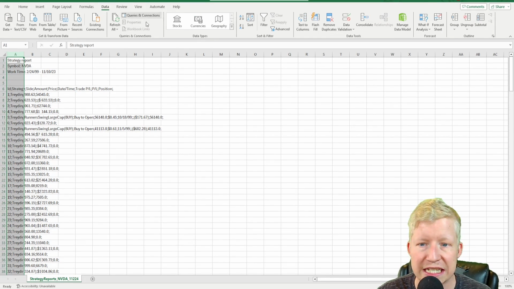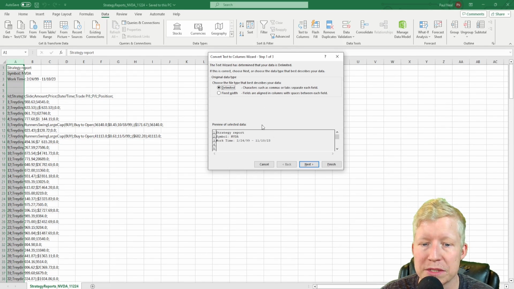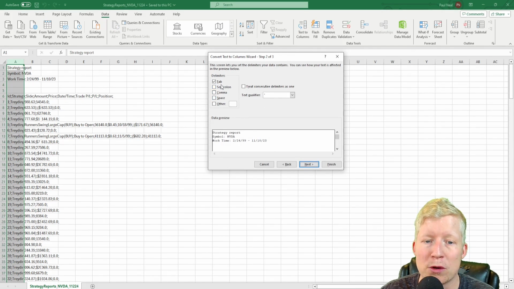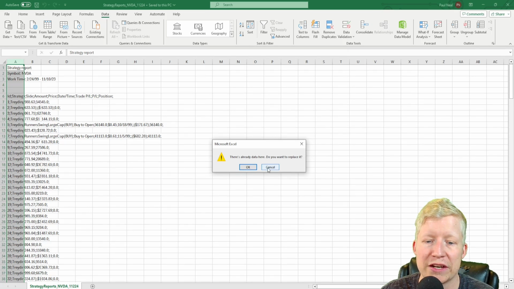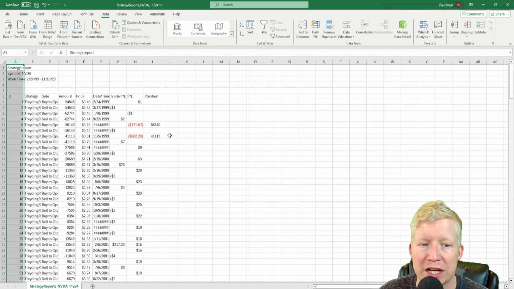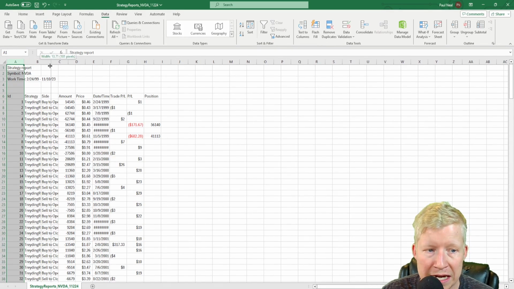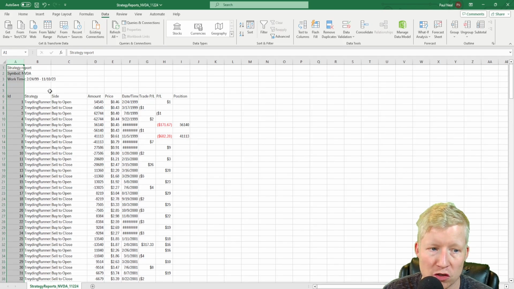I'm going to go to the Data tab up top, and then we are going to go to Text to Columns. Delimited is what we want, and we want it to be delimited on the semicolon and the semicolon only. Once you have that selected, you can hit finish. There's data already here. Do you want to replace it? Yes, just wipe what's there. We don't care. And now look, now you have the data actually sorted into columns, right?